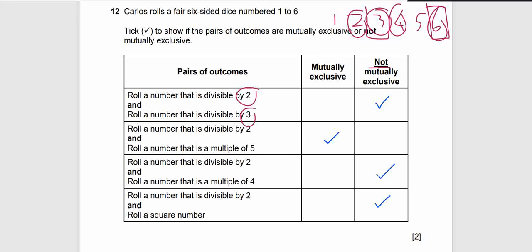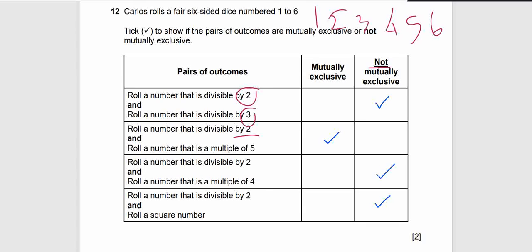Next, a number that is divisible by 2 is 2, 4, 6, the same. A number that is a multiple of 5 is 5. So there is no overlap, so this one will be mutually exclusive. Next is the number divisible by 2, the same thing. The numbers divisible by 2 are 2, 4, 6. The multiple of 4 is 4, so there's an overlap, so that is not mutually exclusive.